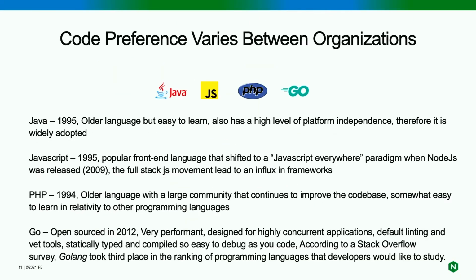But other languages have their caveats. A lot of these languages are older languages, and they have inherent reasons why they've been adopted over the years. Java is an older language, easy to learn. It's been widely adopted over the years. It's probably one of the more popular languages. Also JavaScript, PHP, Go. You get the idea. There are different reasons why organizations are adopting different languages.